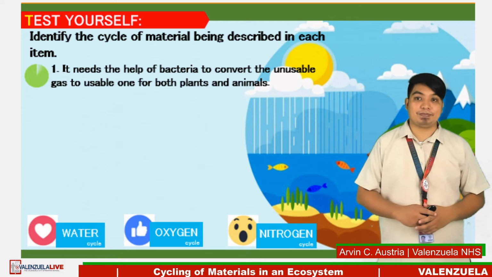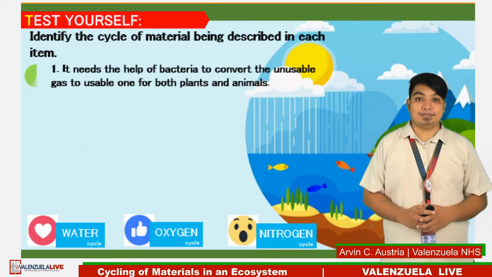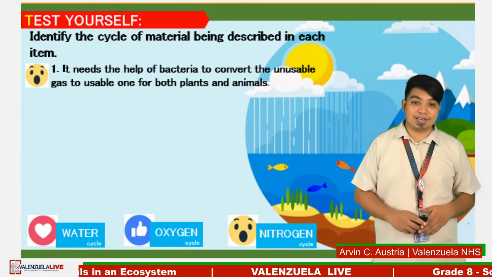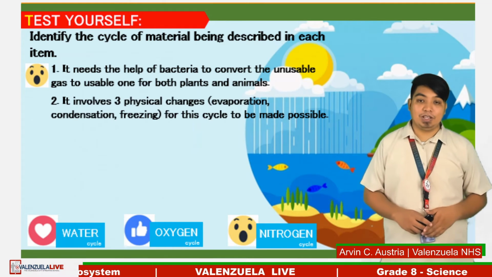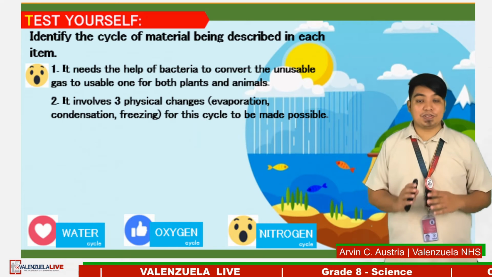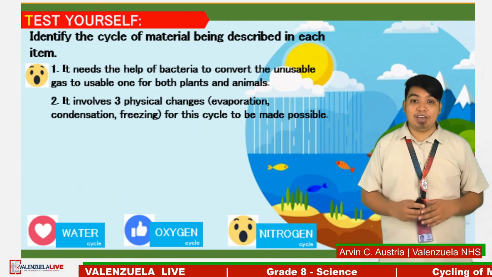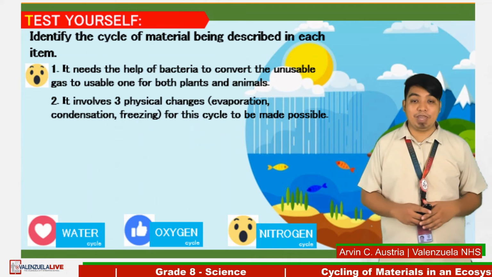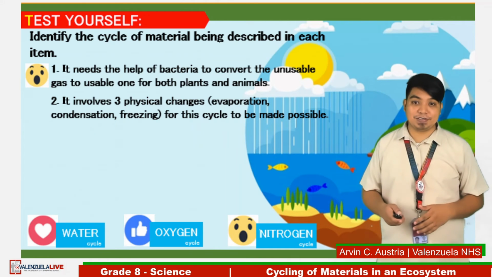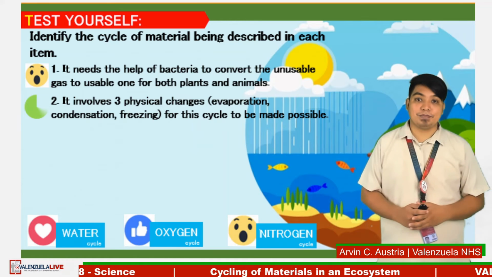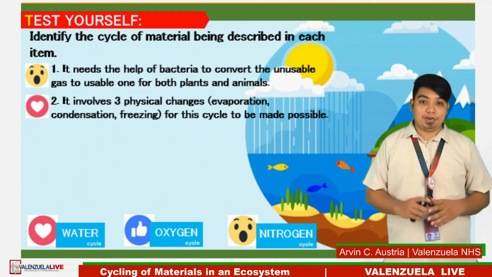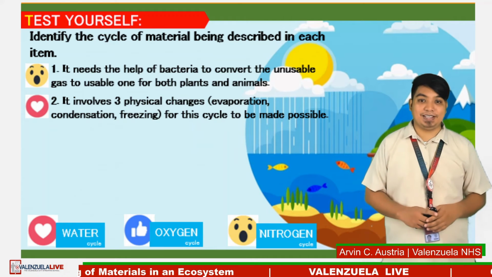5 seconds. The correct answer is nitrogen cycle. Number 2, it involves 3 physical changes, namely evaporation, condensation, and freezing, for this cycle to be made possible. 5 seconds. The correct answer is water cycle.